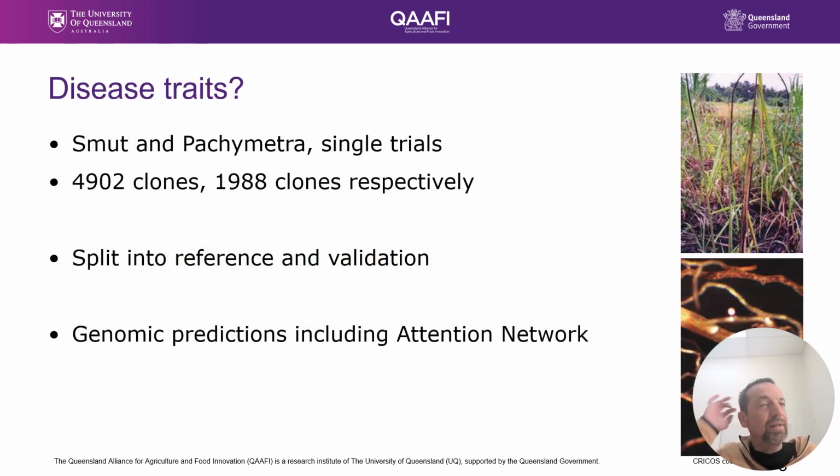Just to look at another data set to evaluate these methods. This is for disease of sugarcane. Smut and pachymetra are two disease traits. We had nearly 5,000 clones assessed for this smut, a fungal disease, and pachymetra, nearly 2,000 clones. And they were scored for the severity of disease. And these two populations were split into reference and validation.